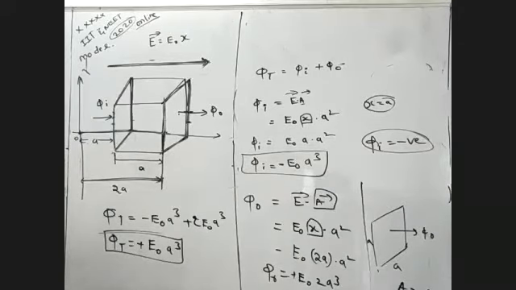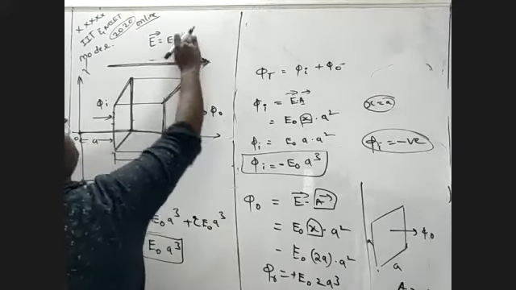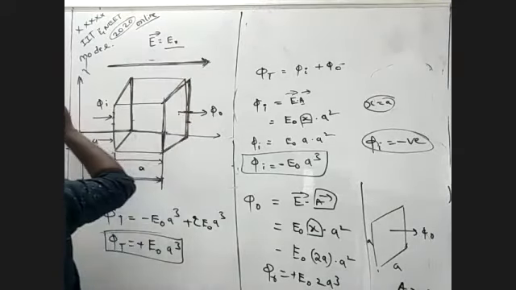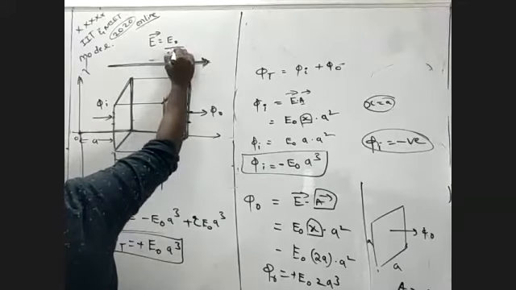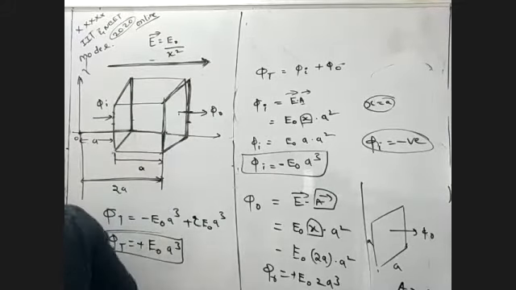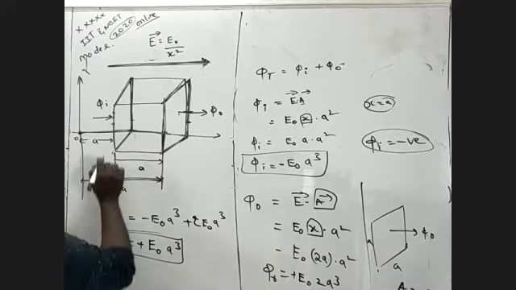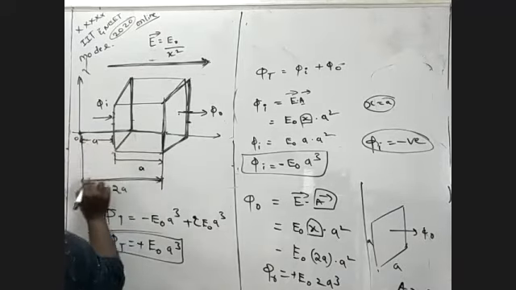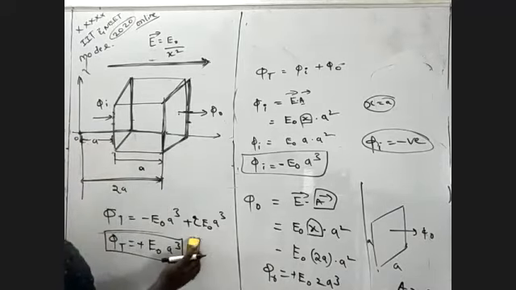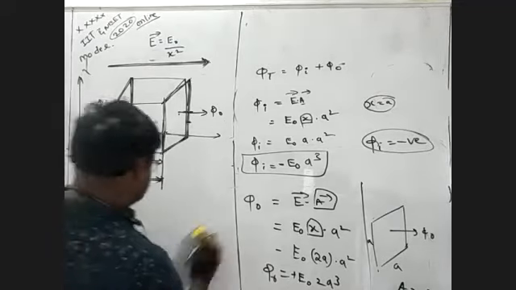Now next question. The field is E naught by X square. The length from here to here is A, and from here to here is 3A. Same length.